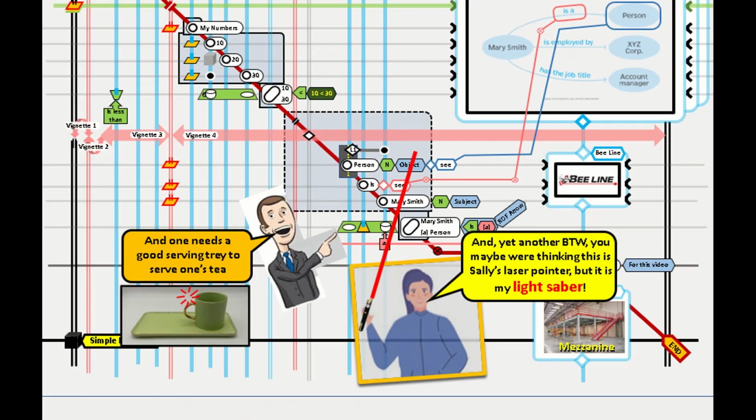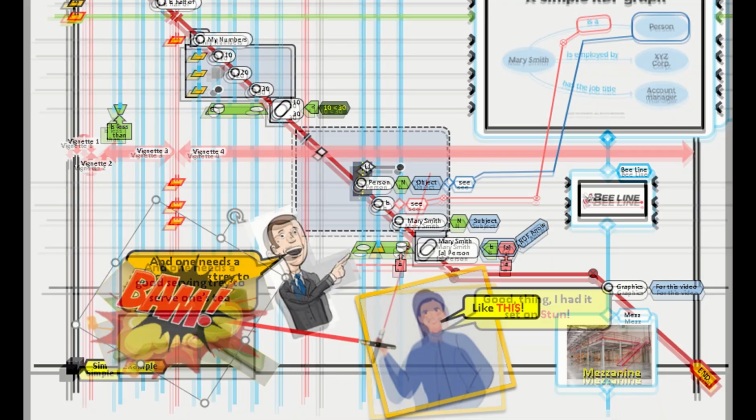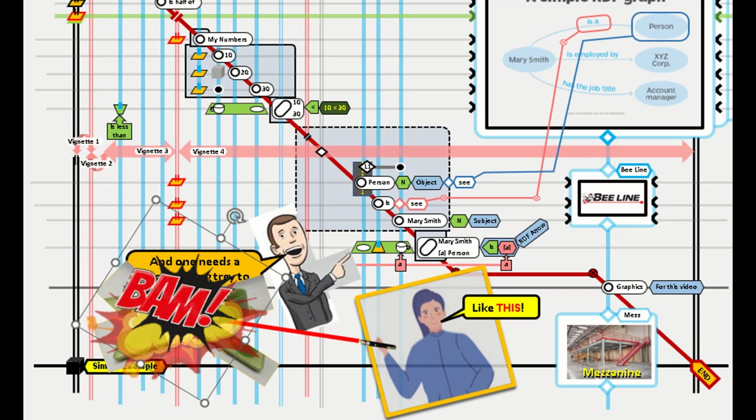And, yet another by the way, you may be thinking this is Sally's laser pointer, but no, it is my lightsaber. Good thing that I had it set on stun, else I would have blasted it into tiny pieces. Like this. Gee Kimberly, you need to be careful with that blasted thing. Else, we might have to start calling you Killer Kimberly, the by-the-way Jedi, for you are always interrupting me with your by the ways, though perhaps often prudently so. But even if that is the case, these do prolong the length of these videos, which, by the way, this one is in fact starting to get long, so let me end it here.